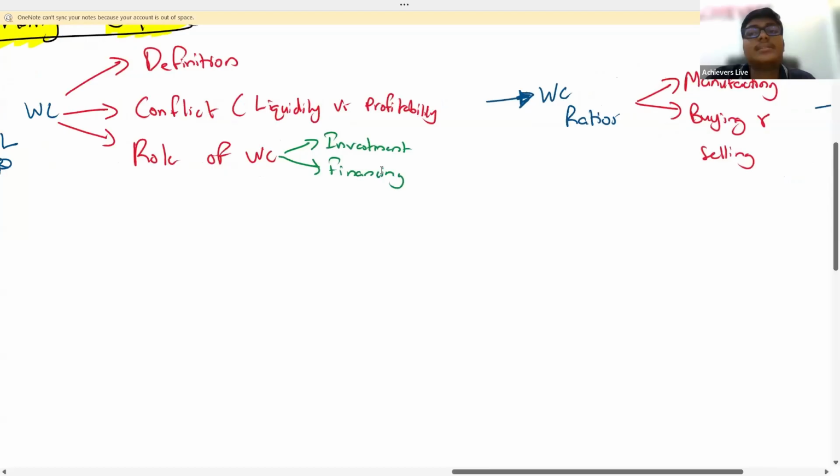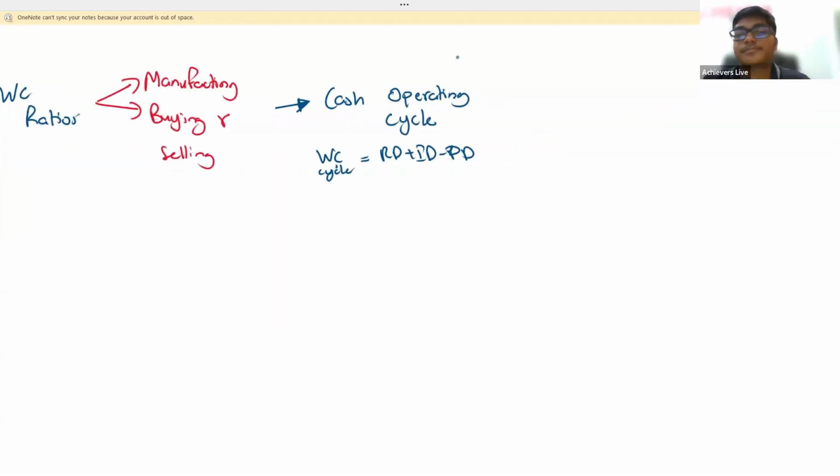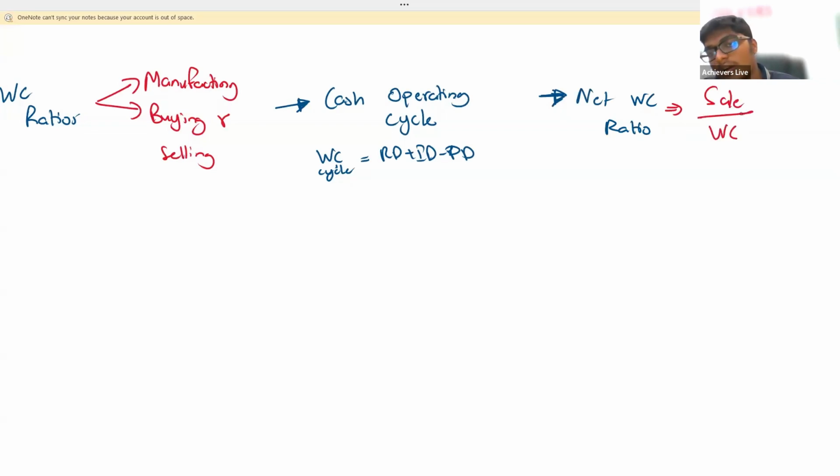And next we looked at the net working capital ratio. How do you calculate it? Sales revenue divided by working capital. What is the net working capital ratio measuring? Per $1 which you're investing in working capital, how many dollars of sales are you making? Having a lower amount is better. That means your company is more efficient.